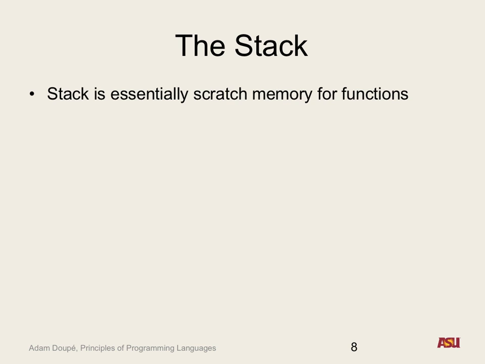So why do functions need some scratch memory? Local variables, yeah, so we want to store local variables in a certain place. What else? Is that the only reason? Recursive functions? Okay, so we need to be able to call recursive functions, and those local variables will be stored on the stack. They each need to be stored in their own distinct copy.